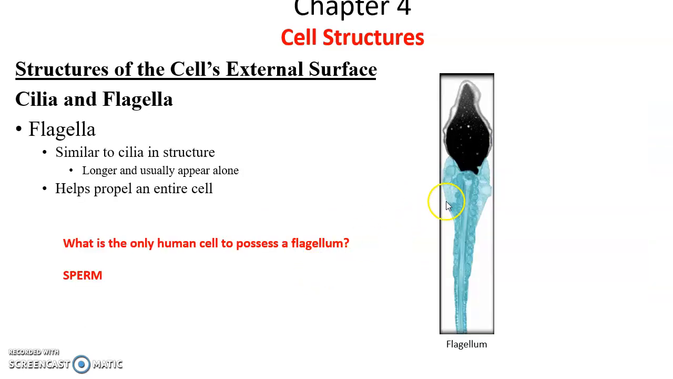Flagellum. Flagella is much longer than cilia. And if a cell has flagella, it usually only has one. So really we should say flagellum. And the job of the flagellum is to propel, to move the entire cell. There is only one human cell that possesses a flagellum, and that is sperm.